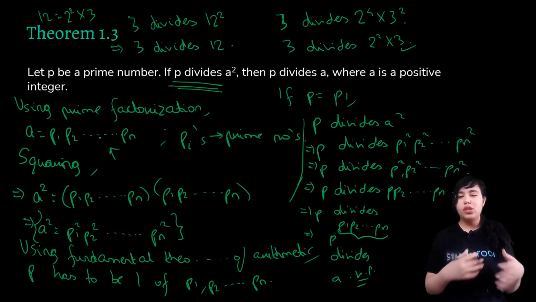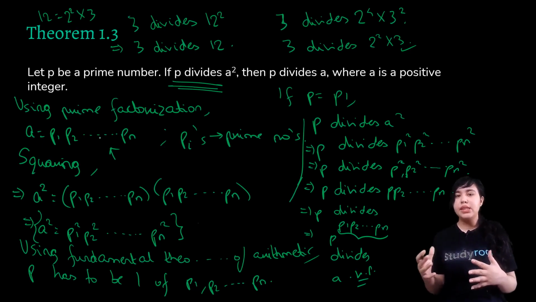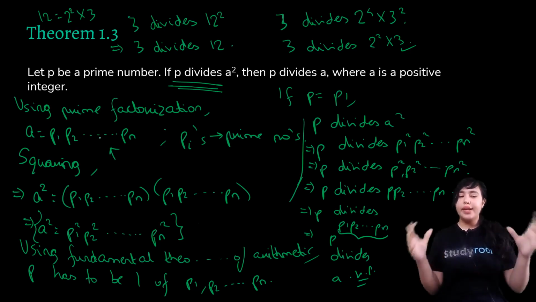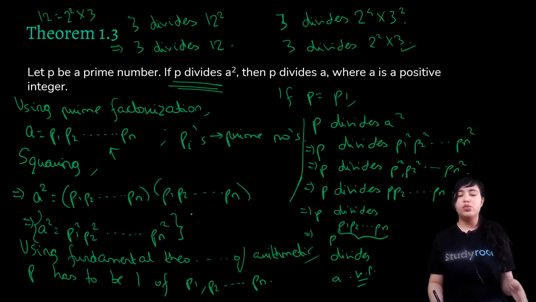So P1, P2, all these, going on till Pn are prime numbers, and they are not necessarily distinct, which means they could be the same as well. You do squaring both sides, you get A square as P1 square, P2 square going on till Pn square. Now it has already been given to us that P divides A square.